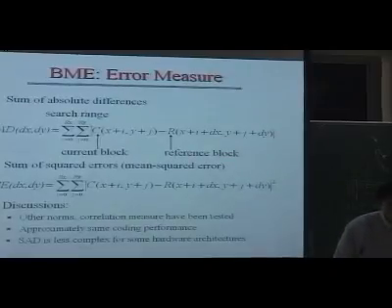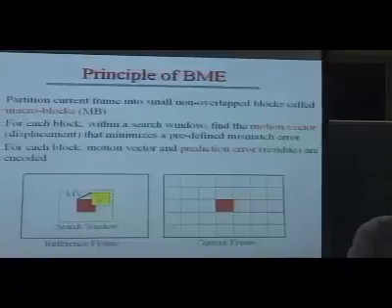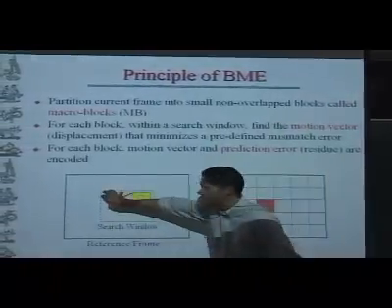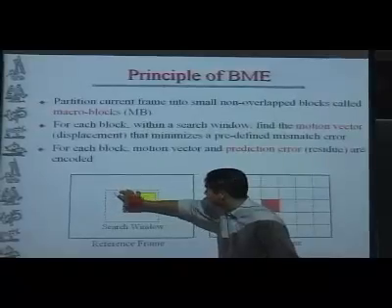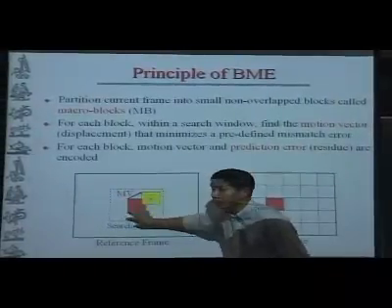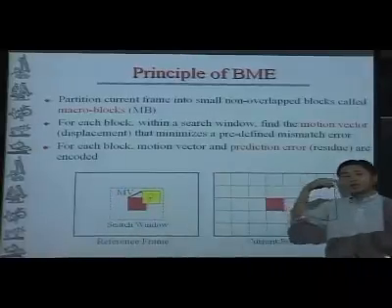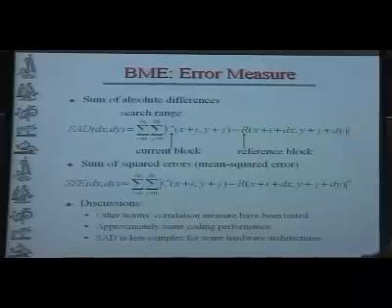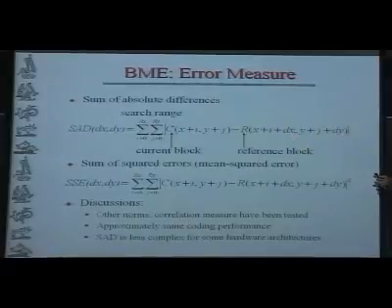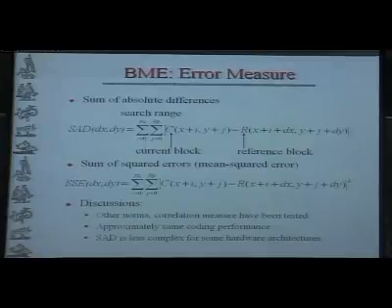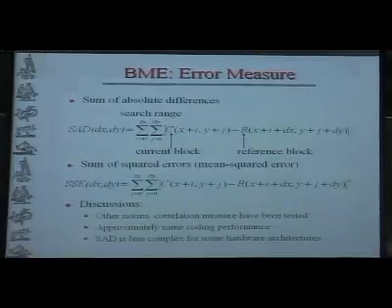If you find the lowest SAD, first of all, you have to check here, here, here, here. You check all over the place. You find the values that give you the lowest SAD, and then you declare this dx, dy that you find as the motion vector.